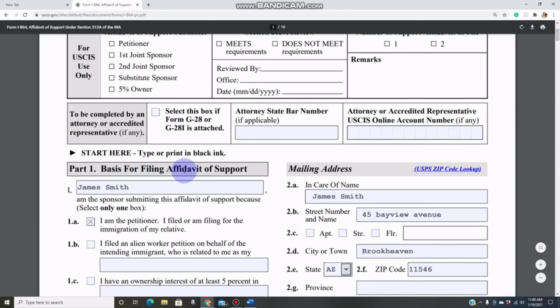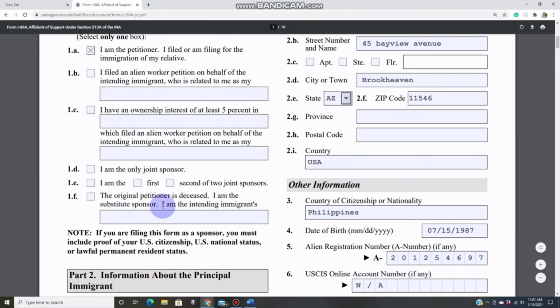So let's start in Part 1, Basis for Filing Affidavit of Support. In this part, you are going to write down your petitioner's name and you must click 1.a. But if you have a co-sponsor, the co-sponsor must write down their name in the space provided and must click the boxes that are applicable for them.